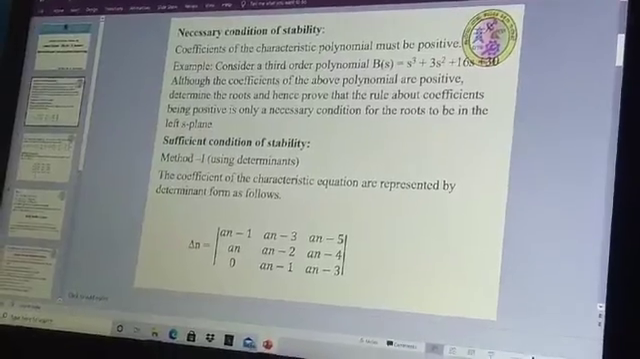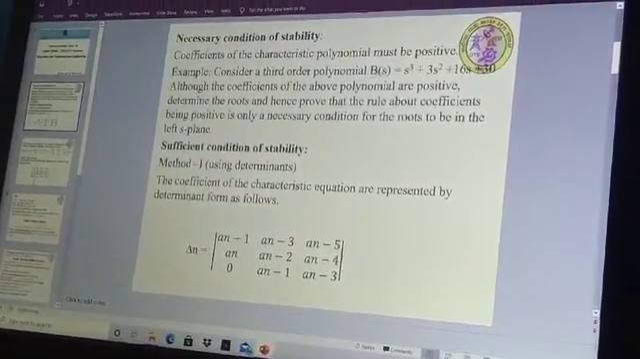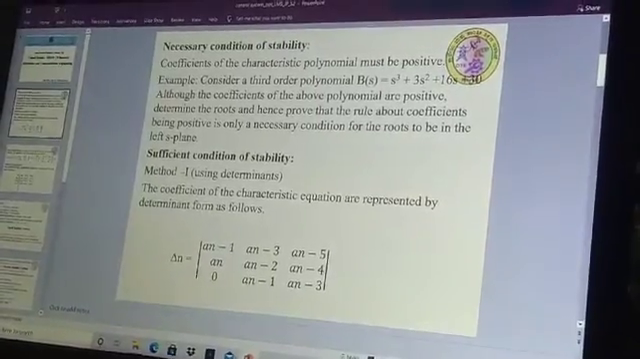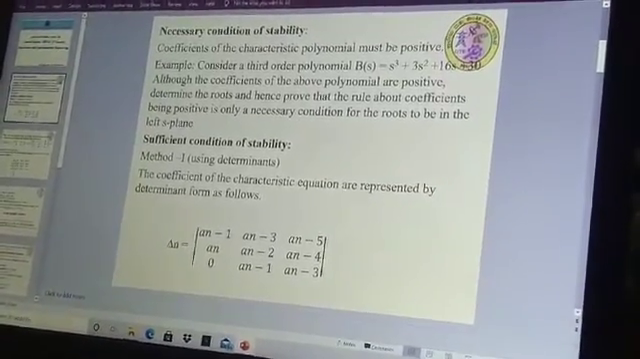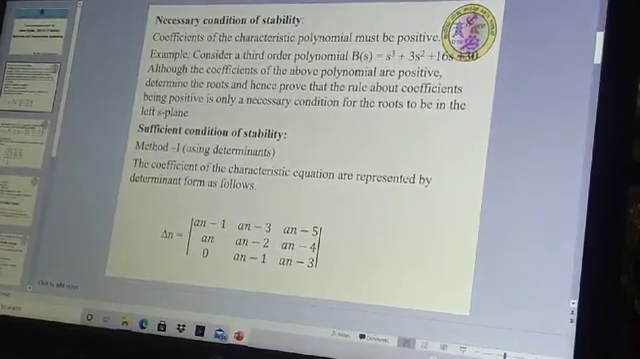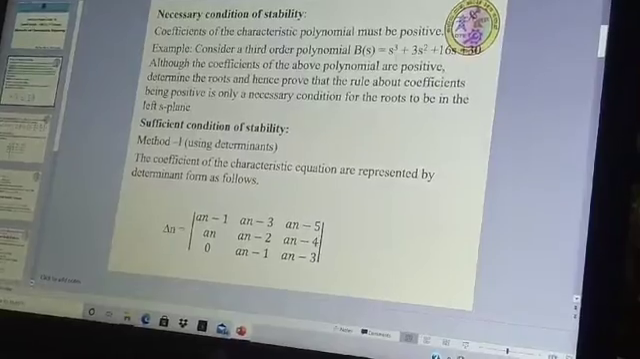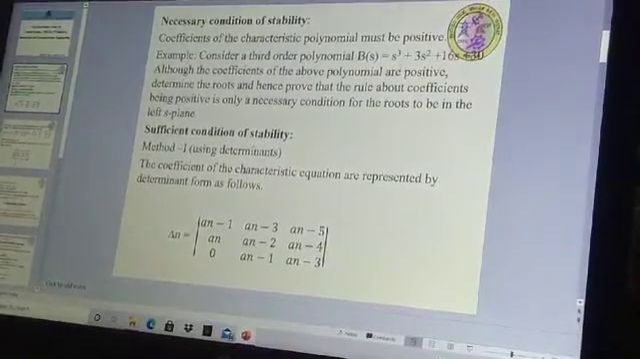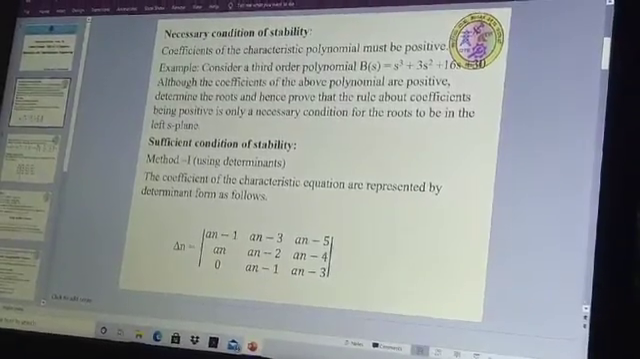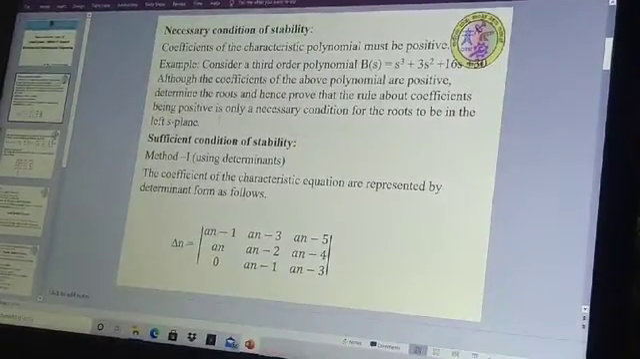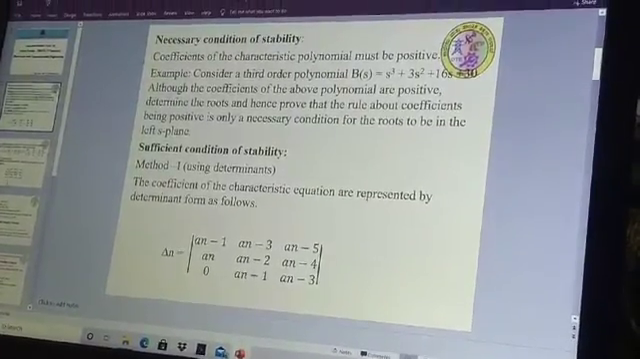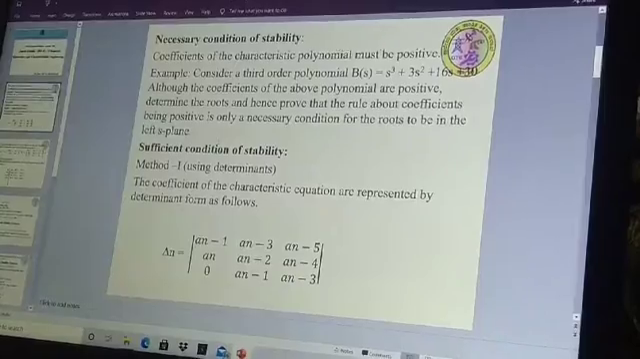Example: consider a third order polynomial b of s equal to s cube plus 3s square plus 16s plus 30. Although the coefficients of the above polynomial are positive, because all terms are positive in this given equation, we have to determine the roots and hence prove that the rule about coefficients being positive is only a necessary condition for the roots to be in the left S plane.